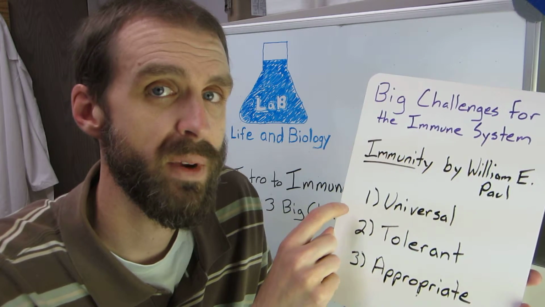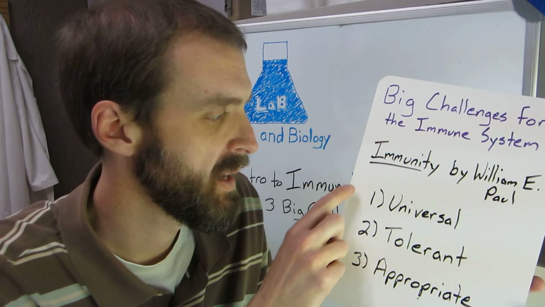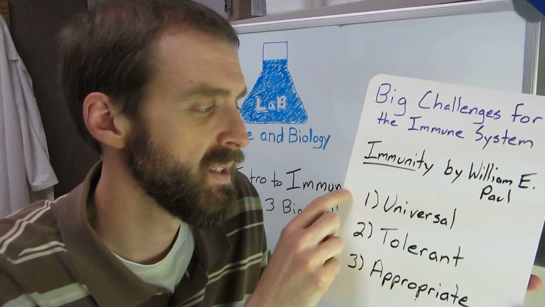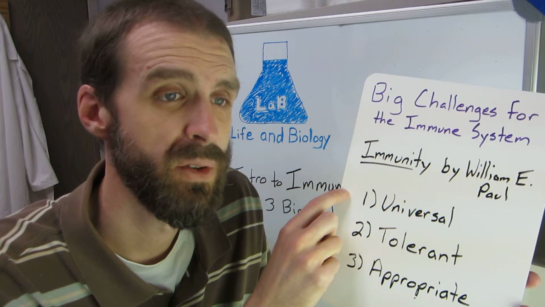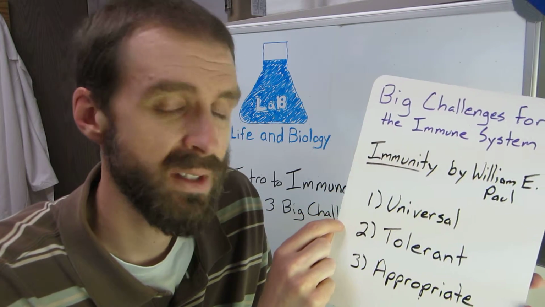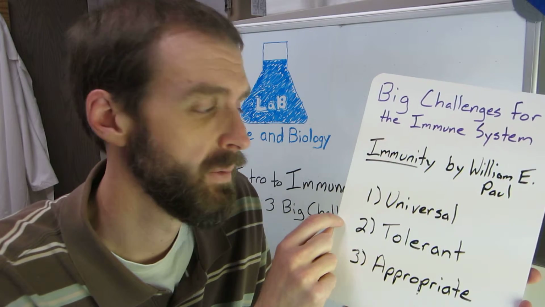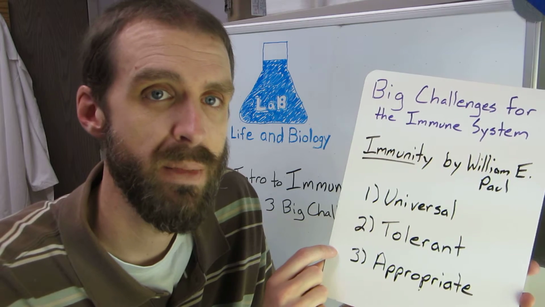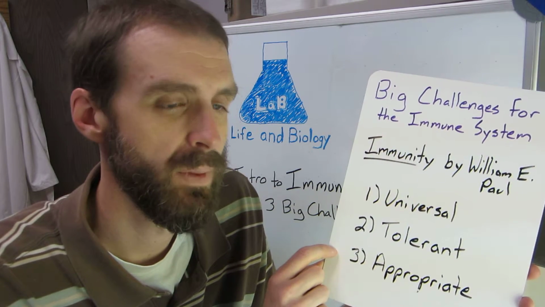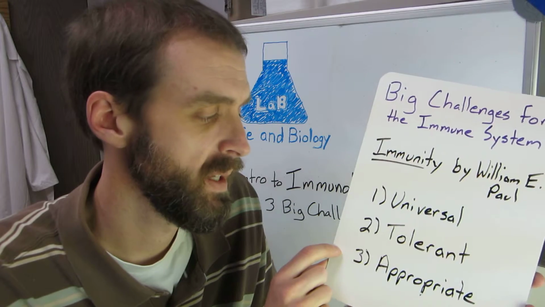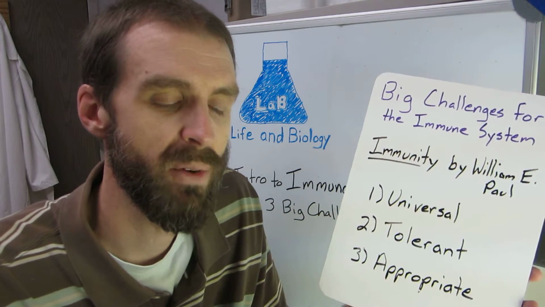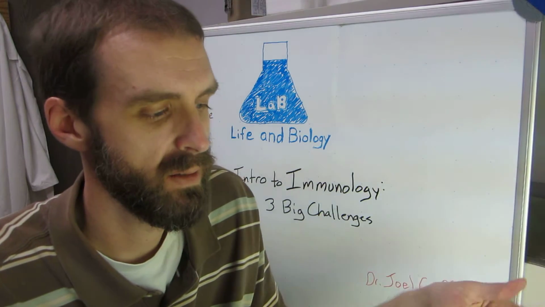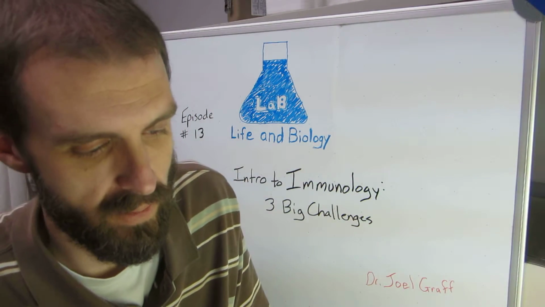he describes what he calls 3 laws of the immune system, but I'm calling them challenges. One, the immune system needs to be universal. That means be able to respond to a huge variety of things. Two, the immune system has to be tolerant of some things, and we'll talk about that in a second. And three, the immune system has to be appropriate. You can have different types of situations that the immune system needs to address, and the type of response has to be tailored to that issue.